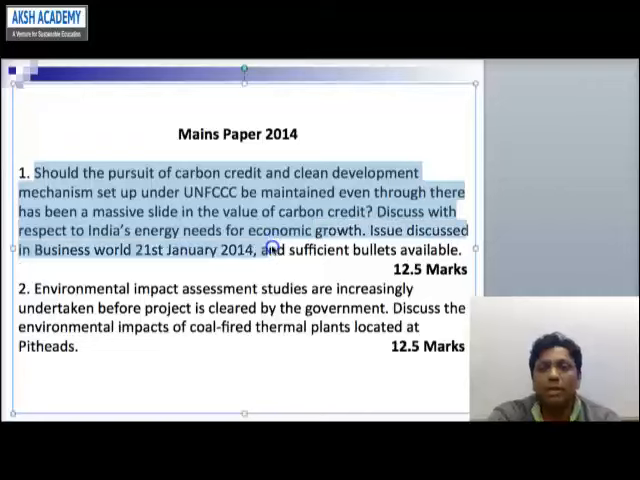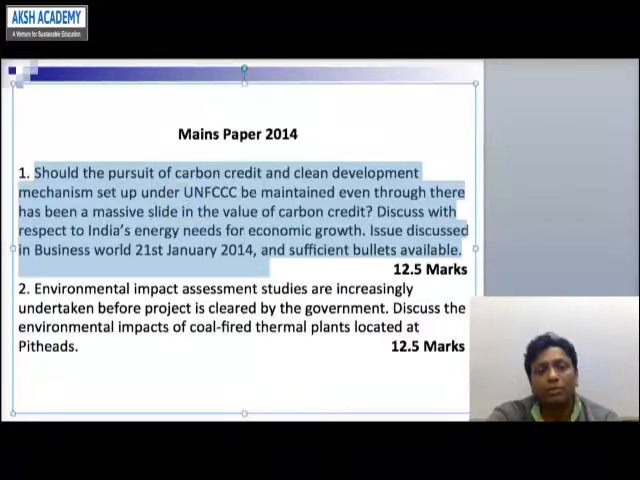Should the pursuit of carbon credit and the clean development mechanism set up under UNFCCC be maintained even though there has been a massive slide in the value of carbon credits? Discuss with respect to India's energy needs for economic growth. This issue was discussed in Business World, 21st January 2014, and sufficient bullets are available.